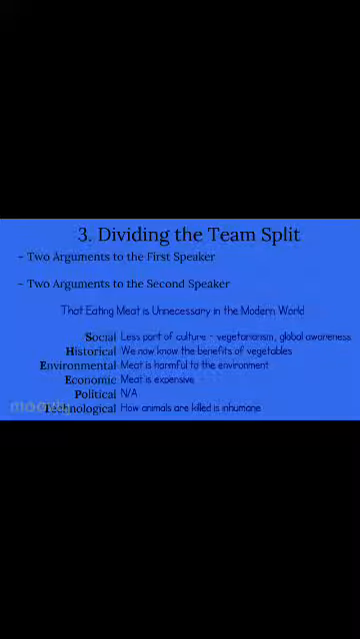The final step is to divide the team split between the speakers. 2 arguments need to go to the first speaker, 2 arguments to the second speaker. The third speaker does not need any arguments because their main job is to rebut and to summarise the arguments.